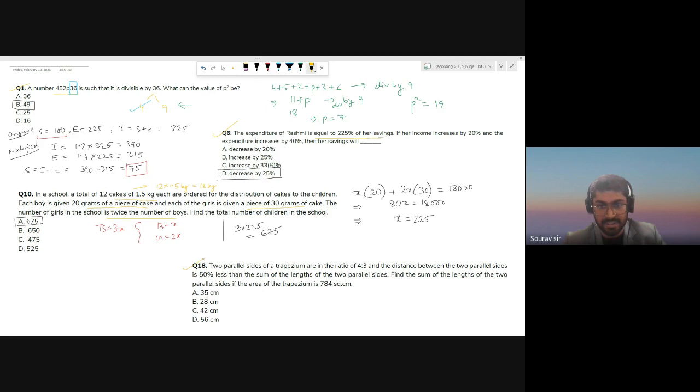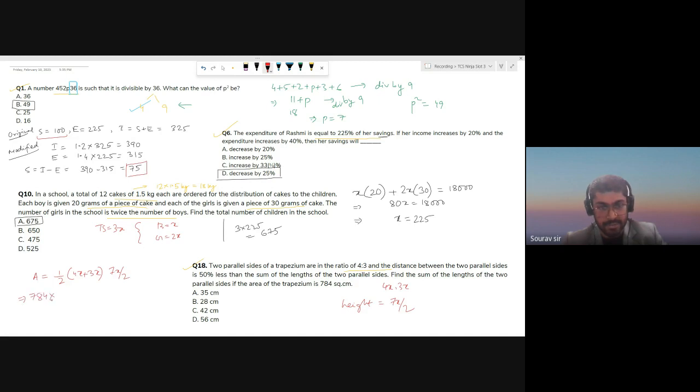Check question 8 now. This question I've selected from mensuration. So the two parallel sides of a trapezium are in the ratio of 4:3. So if the ratio constant is x, then the sides are 4x and 3x. Distance between the two parallel sides, that is the height, is 50% less than their sum. So if it's 50% less, that means it's half. Half less means half remains, right? So the height is 7x by 2. The area is given, right? So area is half into sum of parallel sides into height for a trapezium. So that we're given, right?